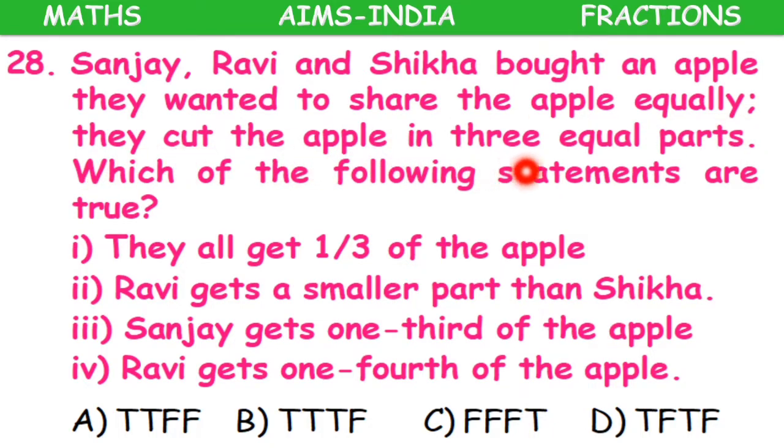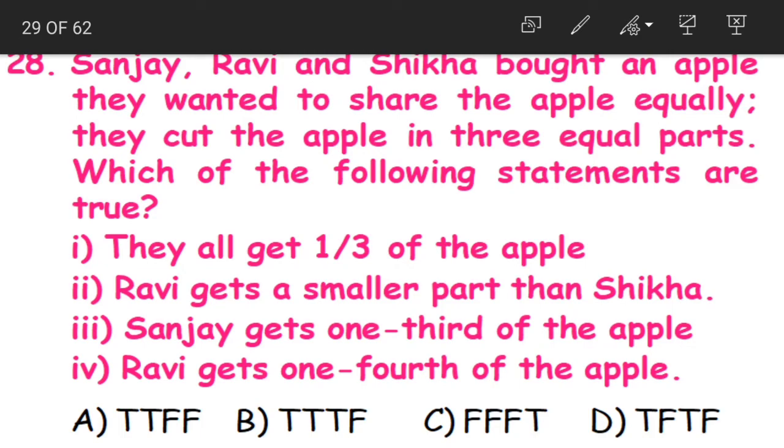Next, Sanjay, Ravi and Shikha bought an apple and they wanted to share the apple equally. They cut the apple in 3 parts. Which of the following statements are true? Now what are they saying? There are 3 friends, Sanjay, Ravi and Shikha. They bought an apple and they cut the apple into 3 equal parts.